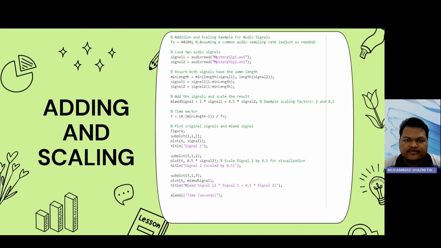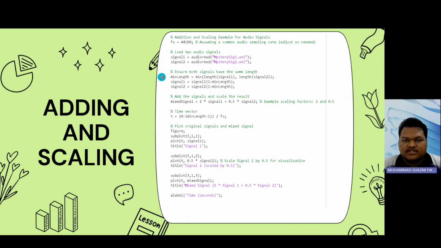For the application of lab 1, there is editing and scaling. For the first one, the code block in MATLAB is an addition and scaling example for audio signals. We are using fs of 44.1 kHz, assuming a common audio sampling rate, which can be adjusted as needed. Using two audio signals from the platform, signal 1 and signal 2, we convert them to signals using audioread.